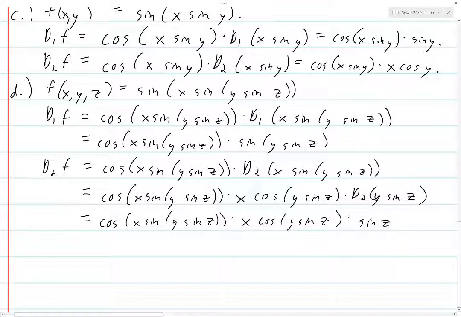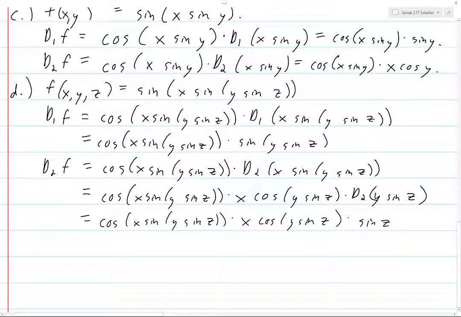So here, we'll multiply by d3 of x sine y sine z. Oh wait, will we need another one? Let's see. Cosine x sine y sine z.